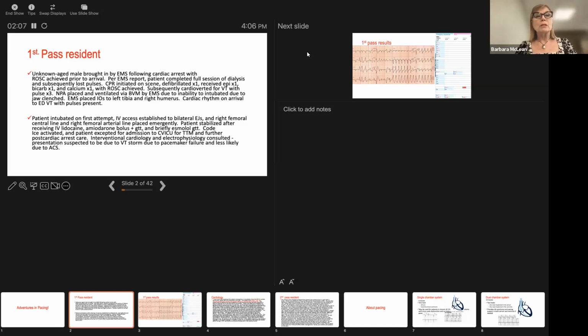They gave IOs to his left tibia and his right humerus so that they could administer medication. And cardiac rhythm on arrival to the ED was VTAC with pulses present. Okay. So in the ED, he's intubated, first attempt. He gets IV access, bilateral EJs and a right femoral central line, right femoral arterial line, all placed emergently, which means basically not sterilely. And he's stabilized after he receives IV lidocaine, amiodarone, bolus, and drip, and briefly an esmolol drip. Code ICE is activated, which means he's going to receive TTM.